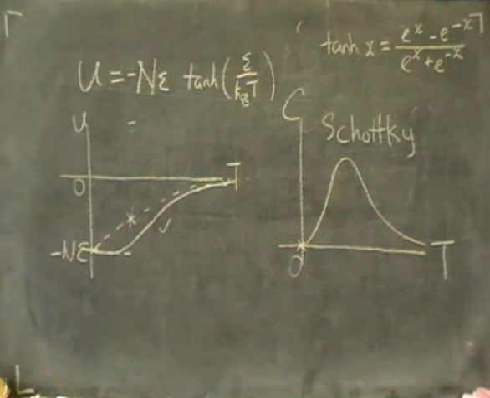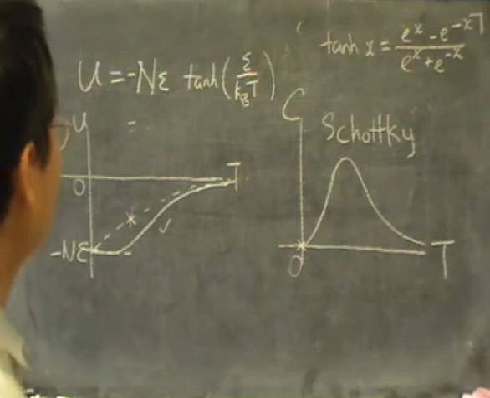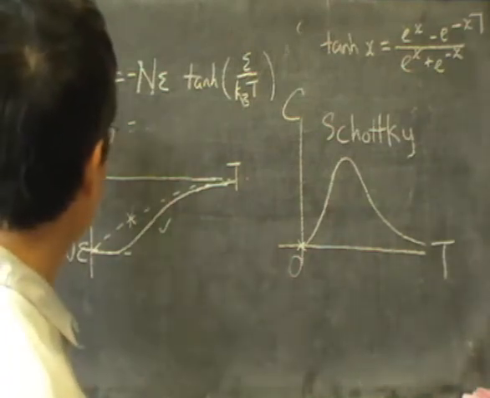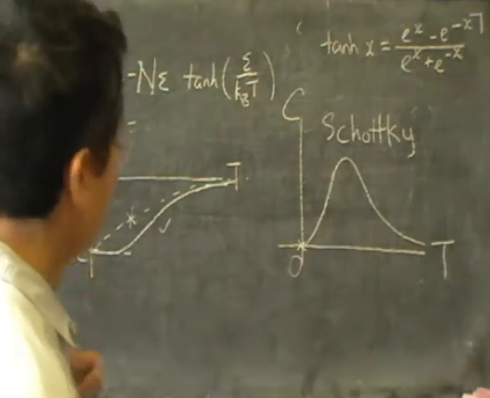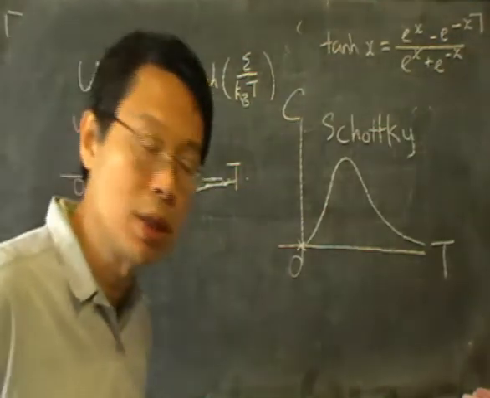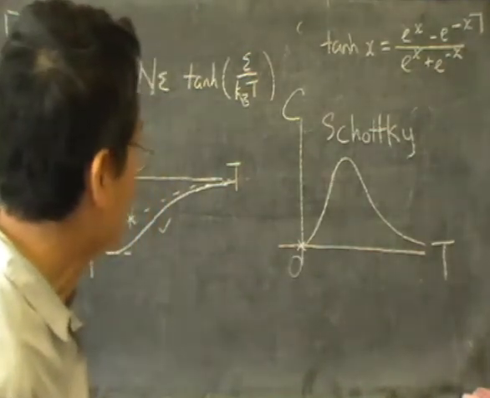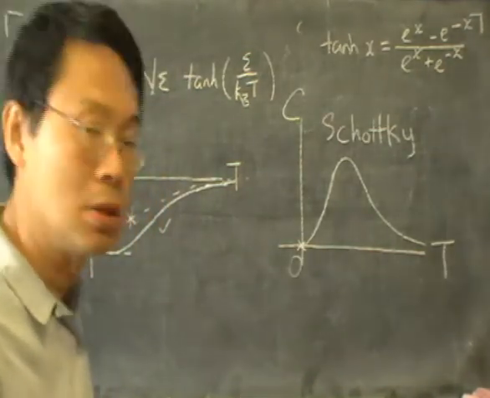So now we have a fair knowledge of the behavior, or you can call it the physics, of the system. We know how U and C behave. Now there is one more thermodynamic quantity which we will need later on in this course, and that is entropy.